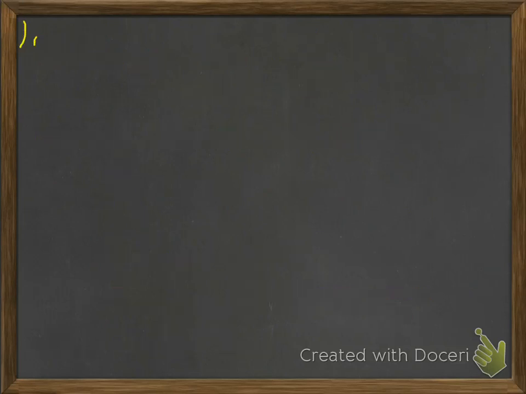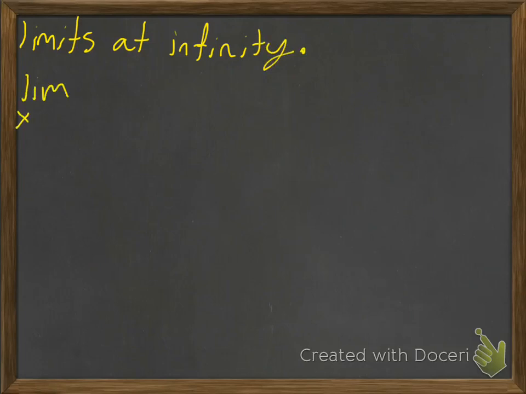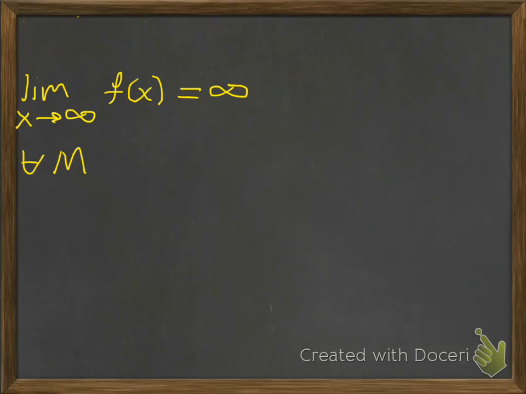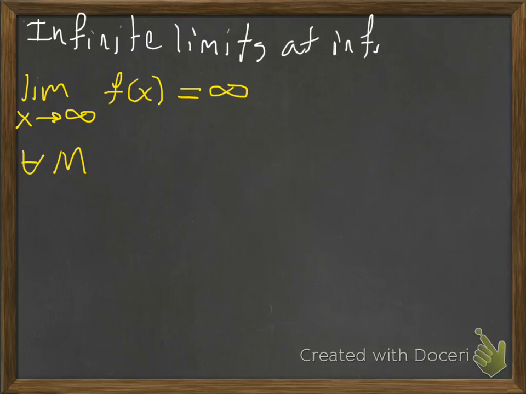Okay. All right. So now we're going to look at another topic. It's limits at infinity. And what this should actually be is limits. We shouldn't say this. No. We should say infinite limits at infinity. And this just means that the function's unbounded.